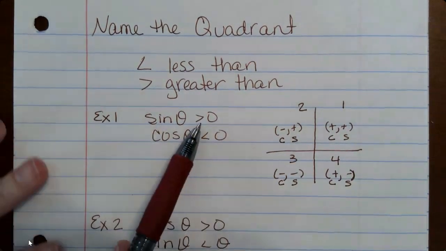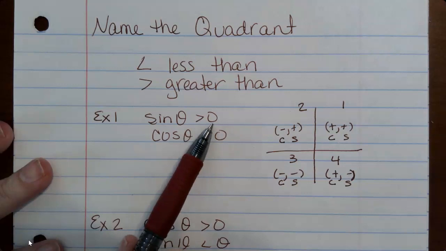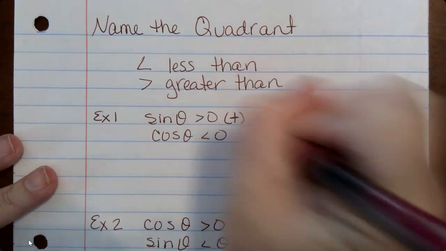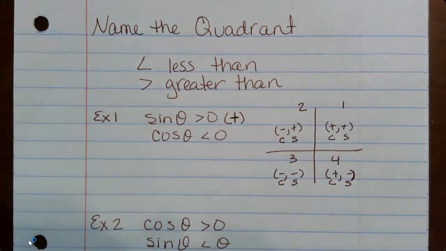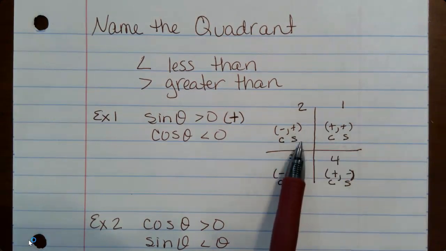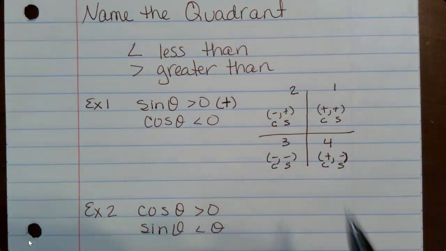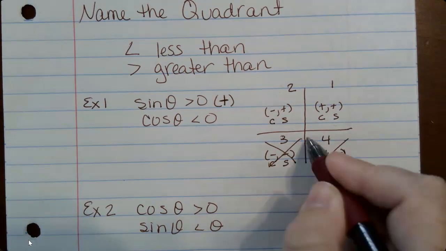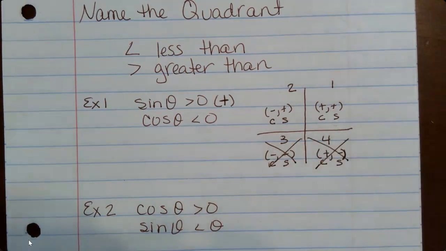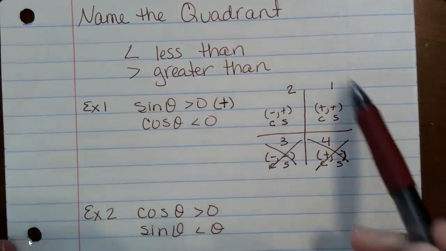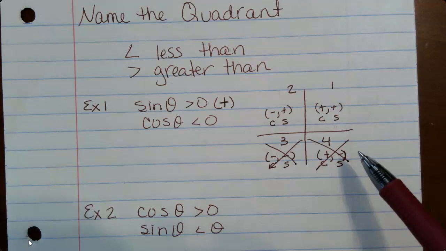So sine is greater than 0. So what this is telling us, we want a positive sine. So when is sine positive? In quadrant 1, yes, because it's second. Quadrant 2, yes. Quadrant 3, no. And quadrant 4, no. And I recommend you go through it and X out, because notice what we have done. We've taken care of sine and we have limited our answers by half.